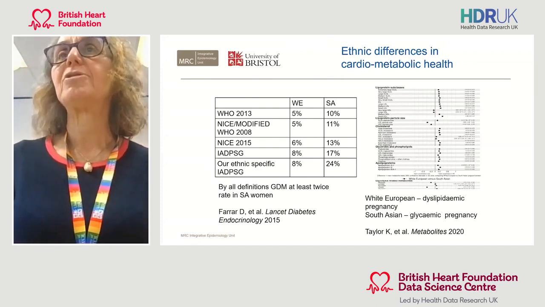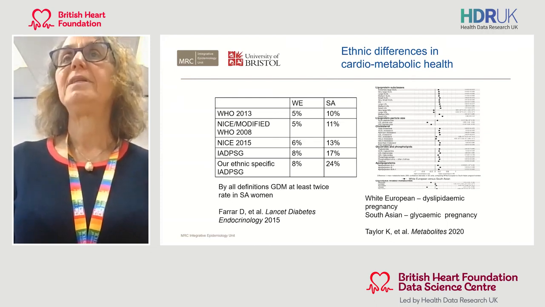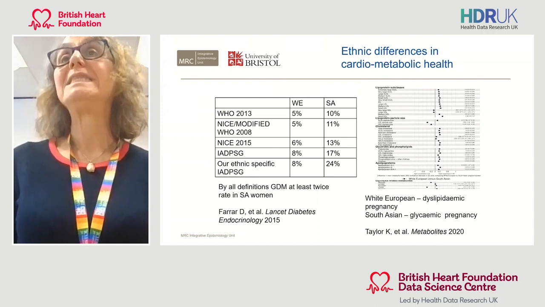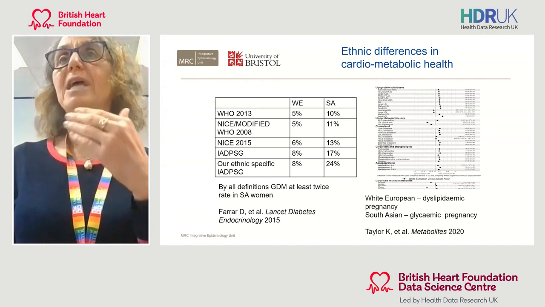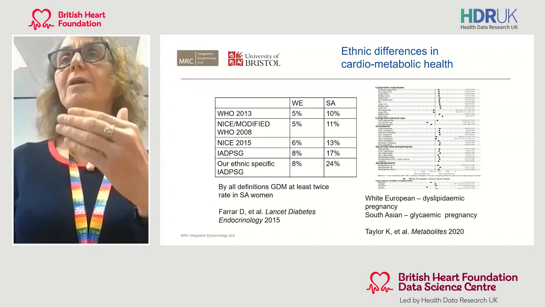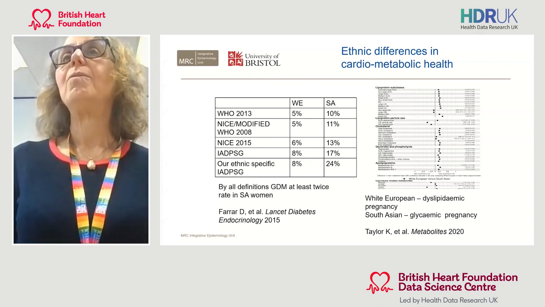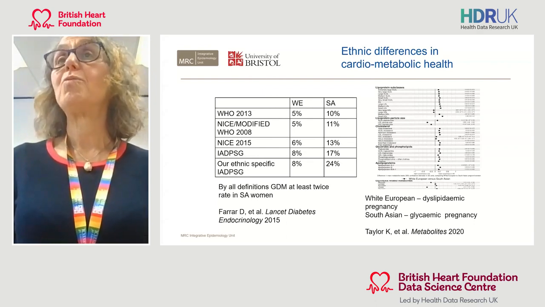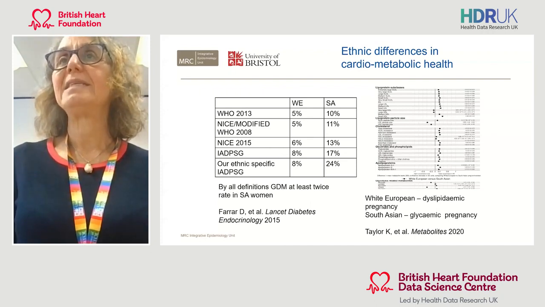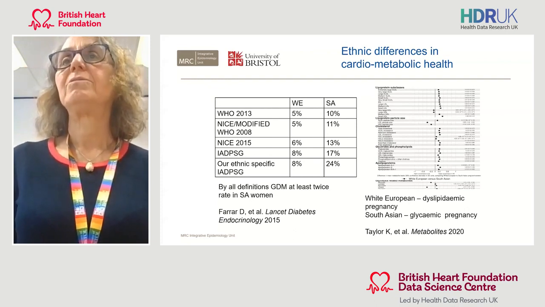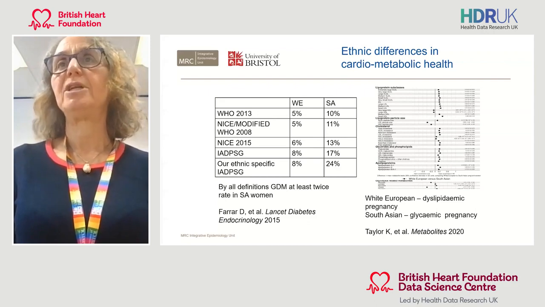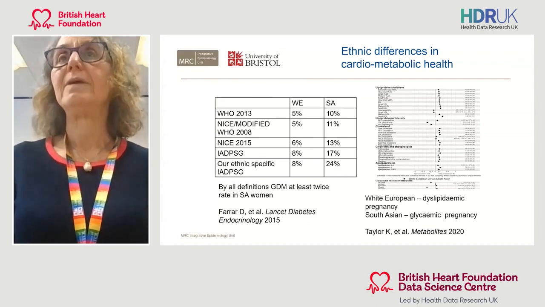And this is demonstrated here, the different definitions of gestational diabetes. And at the bottom, what we're doing in this work was seeing what a South Asian specific threshold would look like. And again, this needs further work in terms of, is this the right thing to do? But what's notable is that South Asian women are twice as likely to have gestational diabetes by any of the existing or previous definitions. And if we were to go down the route of an ethnic specific definition, would have 3 times the level.